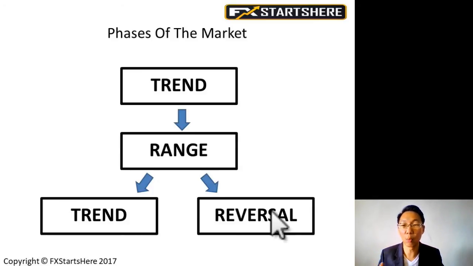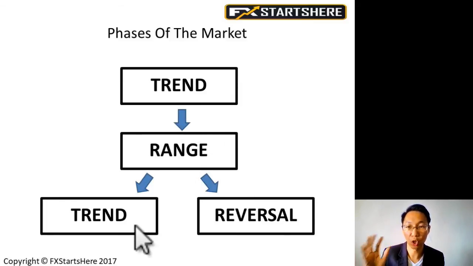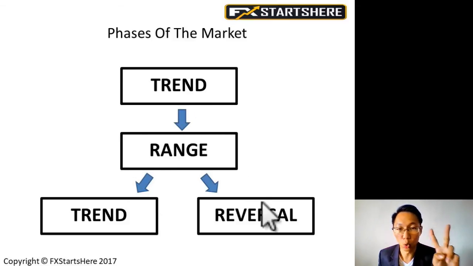Very rarely will we see an uptrend and a downtrend immediately. It's normally uptrend, range, downtrend. We always see the price moving in this way: trend, range, trend, or trend, range, reversal. Only these two ways, no other ways.